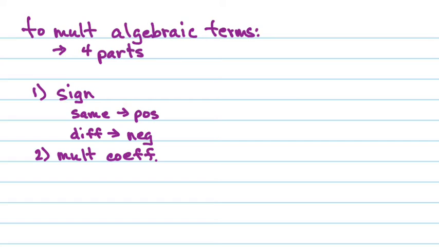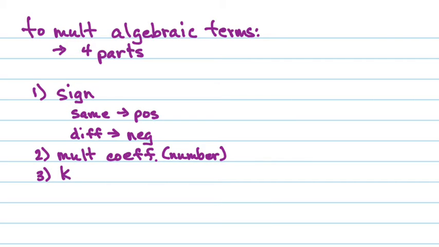Now remember, coefficient is just a fancy word for the multiplier. In a term, it's always the number part, right? So the numbers. So multiply the coefficients, the numbers. And of course, you'll multiply like you always have. 3 times 2 is still 6, hopefully. Right? So you'll just multiply those coefficients.